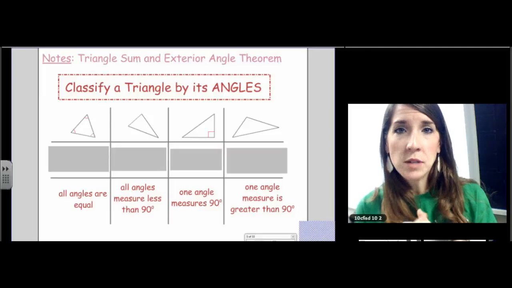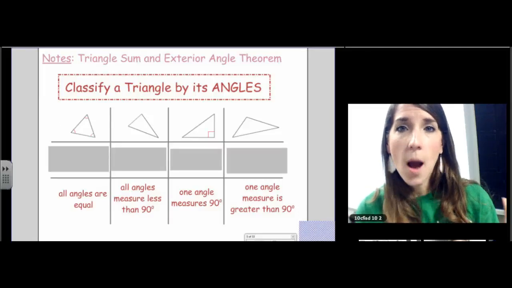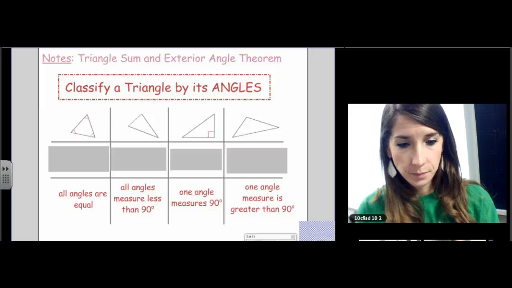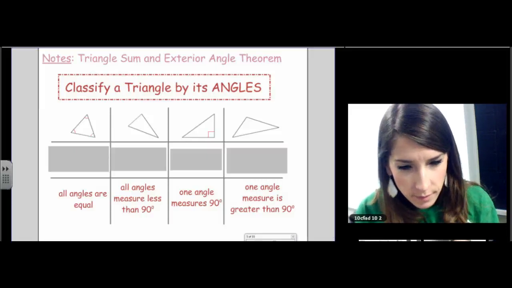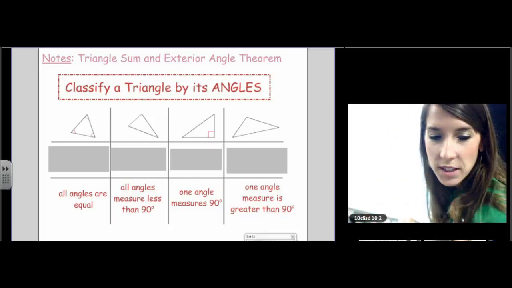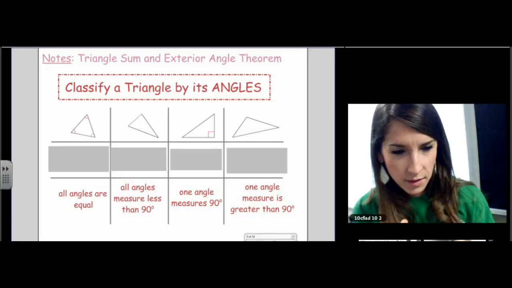Okay? So first we're going to find out what all the different options are if we're going to name it based off of its angles.